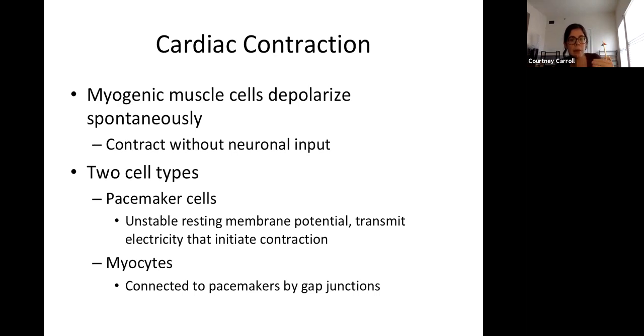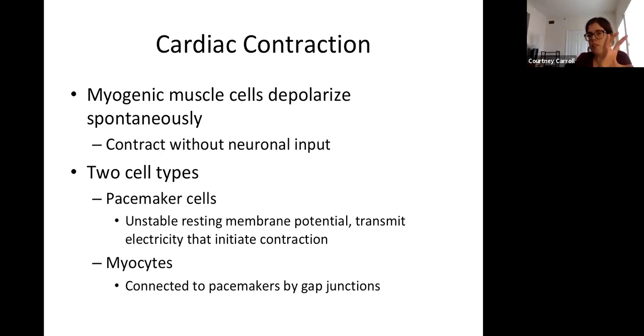In our pacemaker cells, they don't stay at rest. They are continually approaching a threshold and then firing an action potential, approaching a threshold and then firing an action potential, okay? They do not have a signal. They generate their own instability. We also are going to talk about cardiac myocytes. These are connected to pacemakers by our gap junctions, and these are the ones that do the contraction.